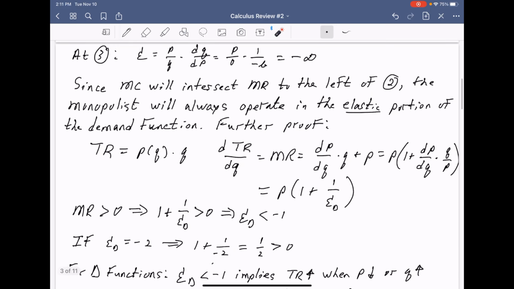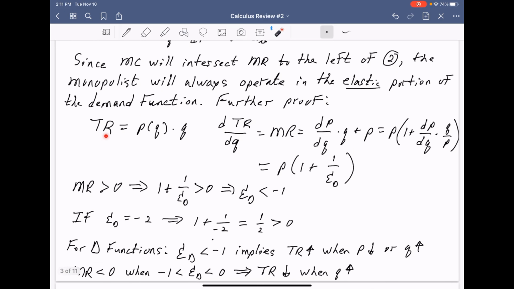Now we can look at some further proof by looking at total revenue, which is equal to P as a function of Q times Q. Remember, if we're dealing with a monopolist, that means that the monopolist has some control over price, which is why we write price as a function of Q. Taking the derivative of the total revenue equation with respect to Q gives us the marginal revenue, and we get dP/dQ times Q plus the derivative of Q with respect to Q, which is 1, times this term here, which gives us that price.